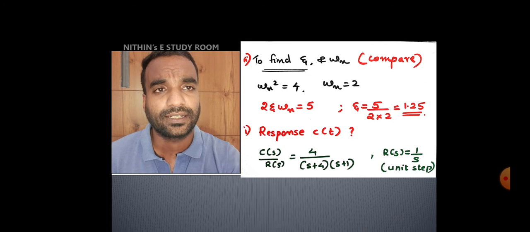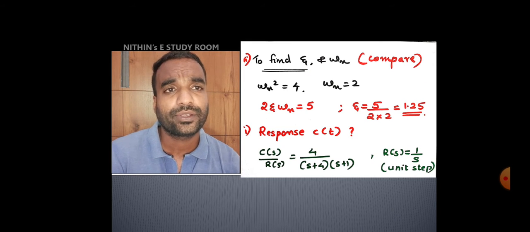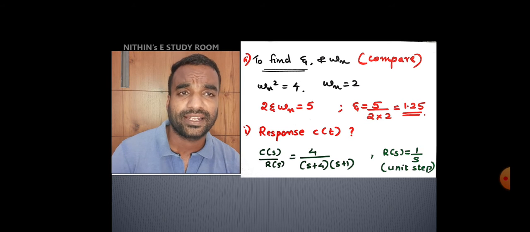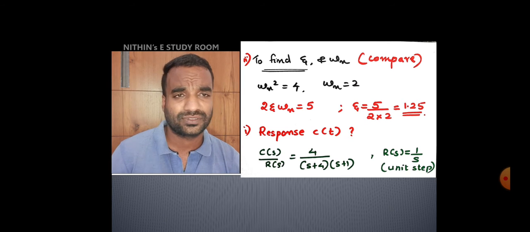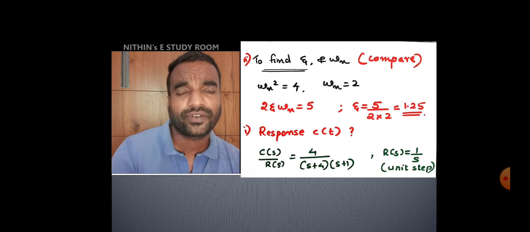So eta is greater than 1. That is enough is needed there. Now we are going to find eta and omega n value. Then we will find the response. Whichever you can find initially, the response, and after that you can also find eta and omega n.